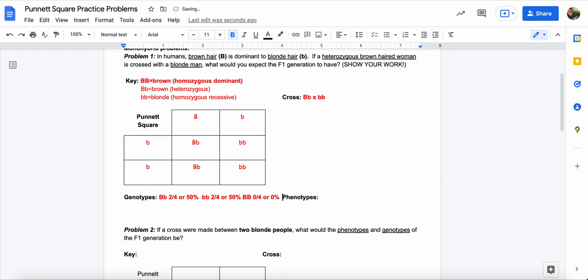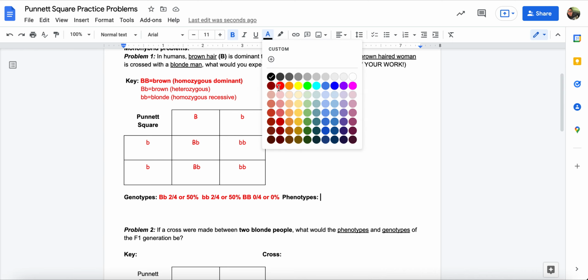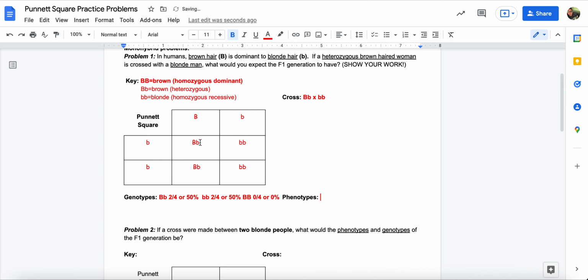When we look at our phenotypes, phenotypes are going to be, what does it physically look like? We only have 2 choices, right? Brown or blonde. So if we look at capital B, lowercase b, we know that that's going to be brown. And we have 2 boxes that will be brown. So we could say 2 out of 4, or 50%. Then we have the other 2 boxes, lowercase, lowercase, that would be our blonde. So we've got blonde, 2 out of 4, or 50%.